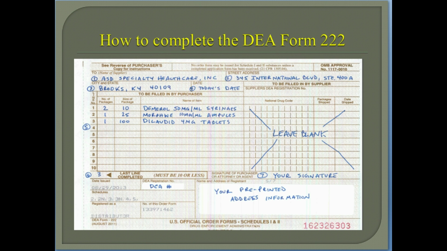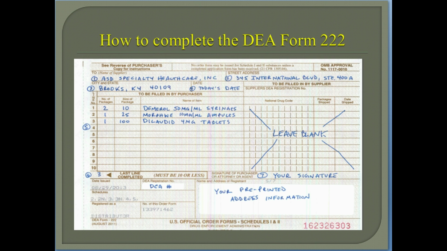In this section, we write the National Drug Code of the drug if we don't need substitution. If you leave it blank, this means the supplier can send you a substitution. The sections for the packages shipped and date shipped are always left blank for the supplier to fill.